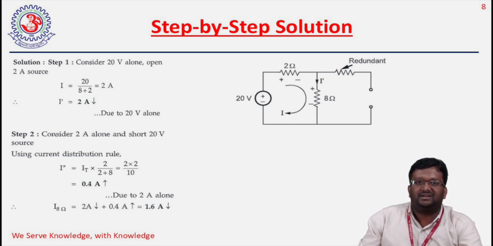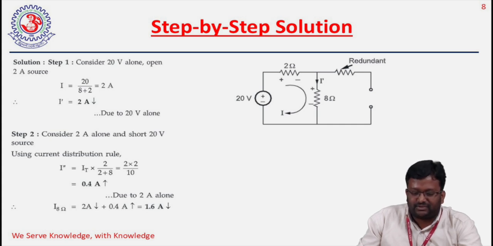That means the current produced due to the 20 volts active source, and the current that will be circulated through the 8 ohm resistor due to the 2 amps current source. Now we need to find the resultant current due to the two sources through that 8 ohm resistor. That will be calculated based on the direction of current flowing through the 8 ohm resistor.